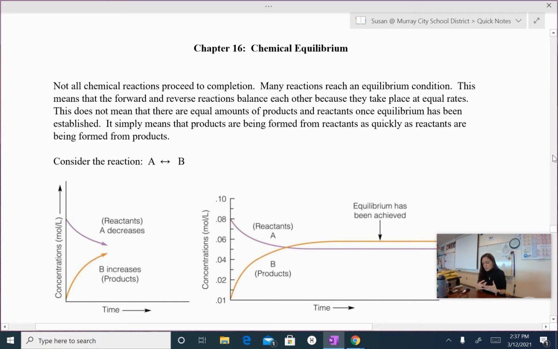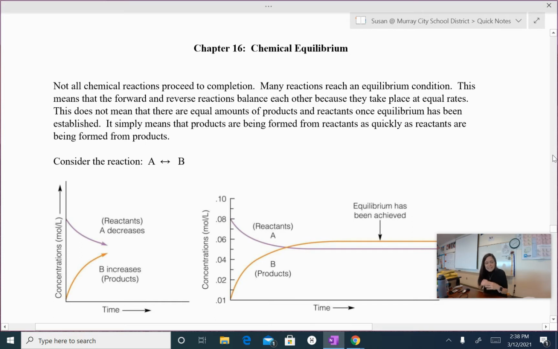Now, if you remember, equilibrium means that not all chemical reactions proceed to completion. We don't use up all of our reactants, okay? Many reactions reach an equilibrium condition. In fact, most do. This means that the forward and the reverse reactions balance each other, right? Remember, equilibrium means that the rate of the forward reaction is equal to the rate of the reverse reaction. The rate both ways is the same. So that means that even though individual molecules are still reacting, the net change of that system is zero. That's what equilibrium means, okay?